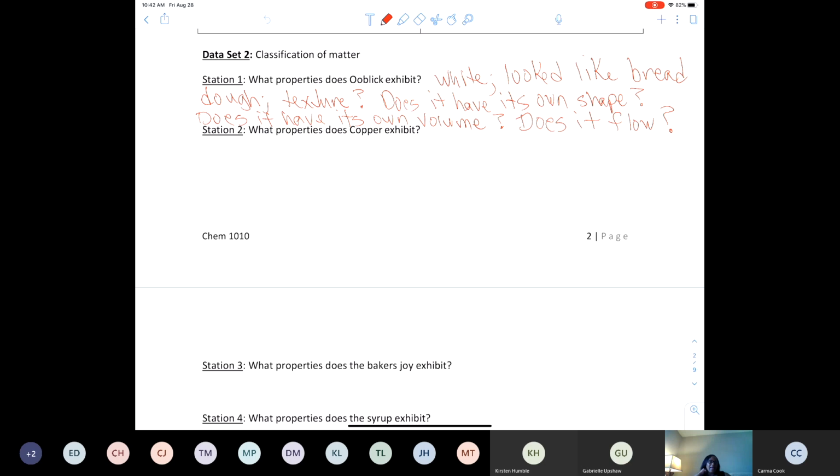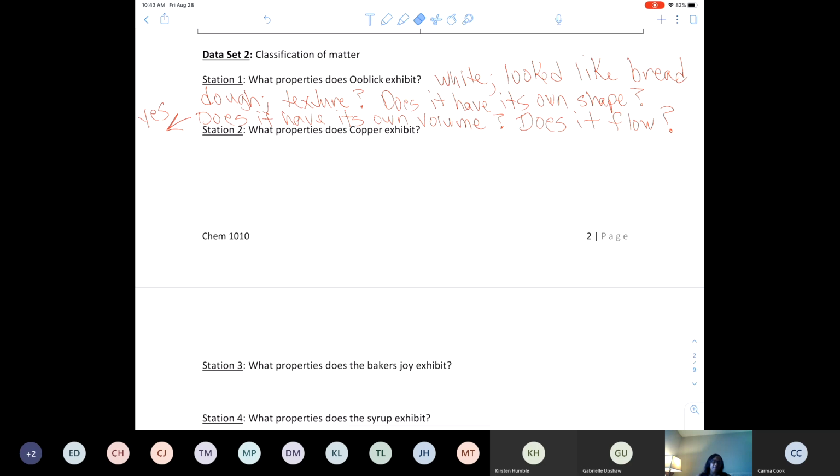Does it have its own shape? Well, I was able to roll it up into a ball, but as soon as I let go of the pressure that I was putting on that oobleck to shape it into a ball, it started to fall out of that ball-like shape and start to flow again. So yes, it does flow. And when the oobleck was in my little glass bowl, it was taking on the shape of the glass bowl. So I would say no, it didn't have its own volume. It was taking on the more of yes, it does have its own volume.